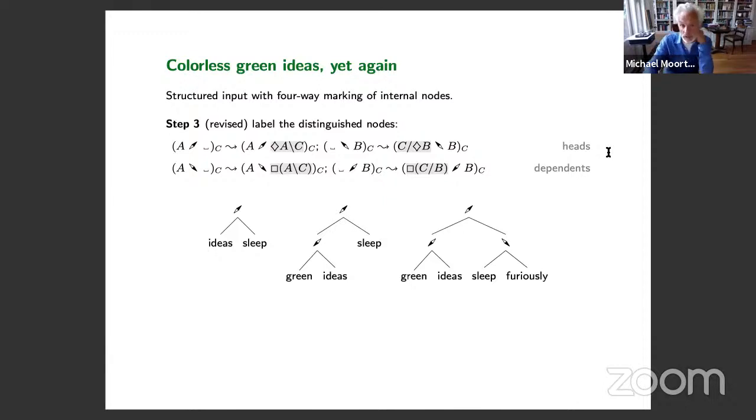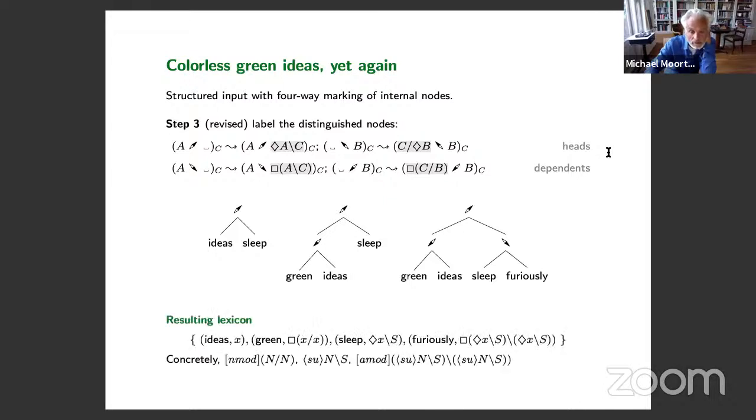So now with this four-way marking, the structured data for our colorless green ideas is as indicated, and the lexicon that would result gives you the following types, where concretely, say, green would be a noun modifier, a nominal modifier. Sleep would be an intransitive verb selecting for a subject. Furiously will be an adverbial modifier, which is a function taking an intransitive verb into a new intransitive verb, etc. So that's the theoretical background on the type inference business.